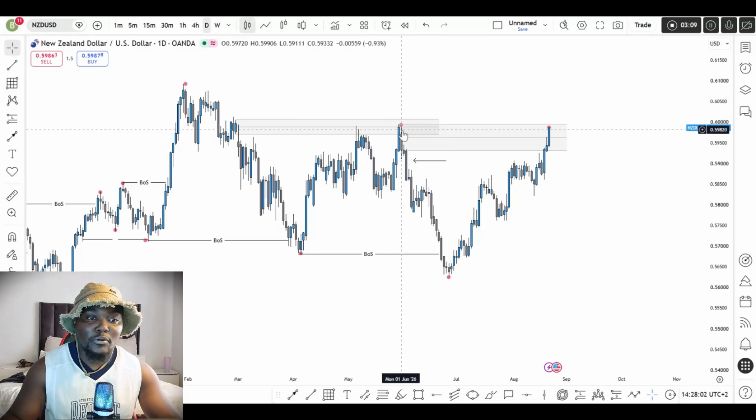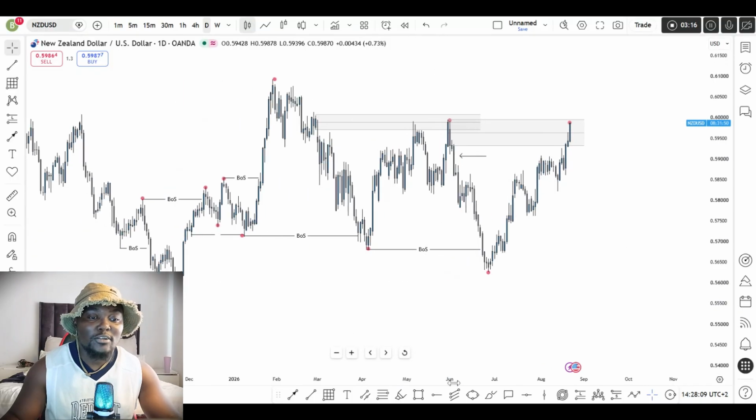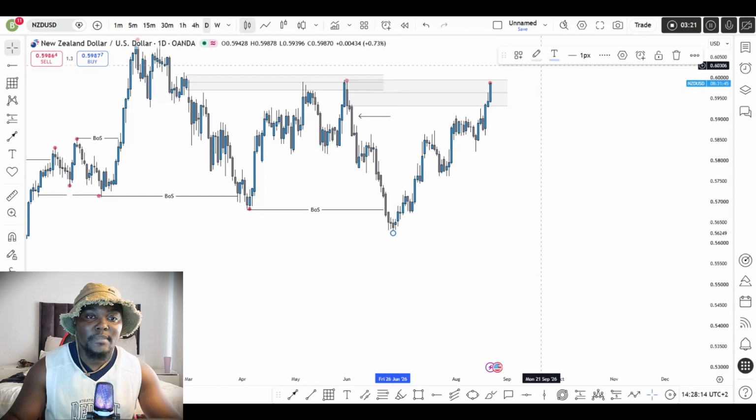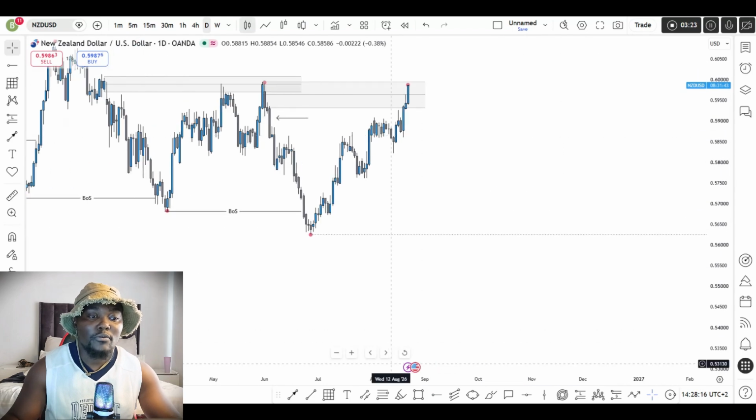The start of that push or drive to the downside happened after printing this blue candle. Then the market pushed to the downside, and the normal target that I'd like to use would be the previous low, just like this. Yeah, this is the previous low, and that is why we are going to use it.